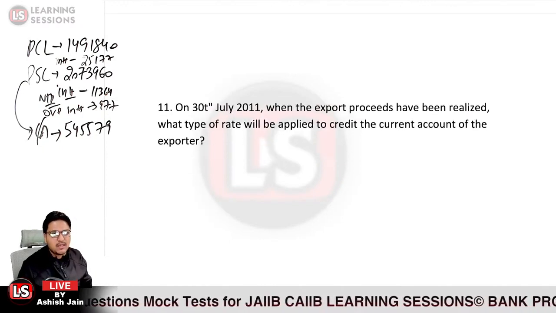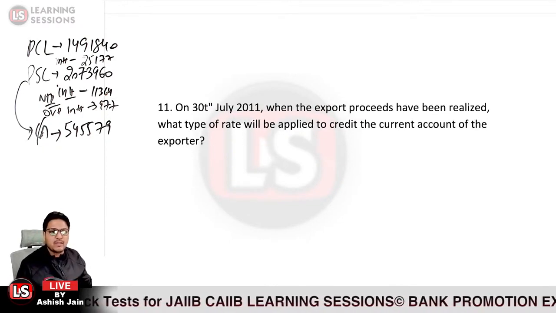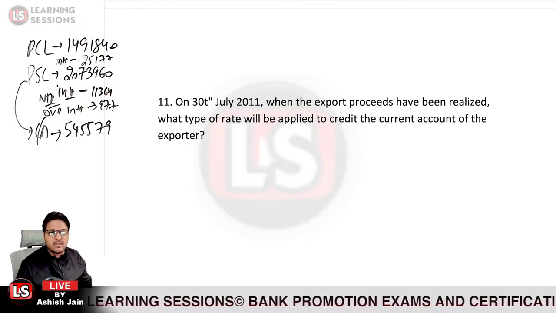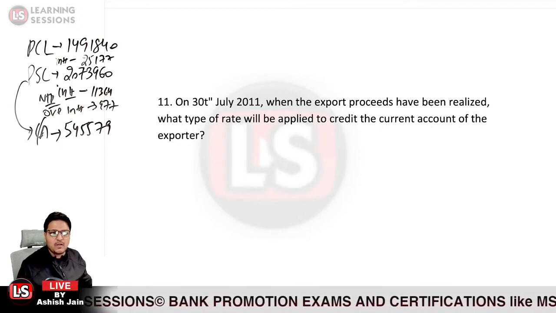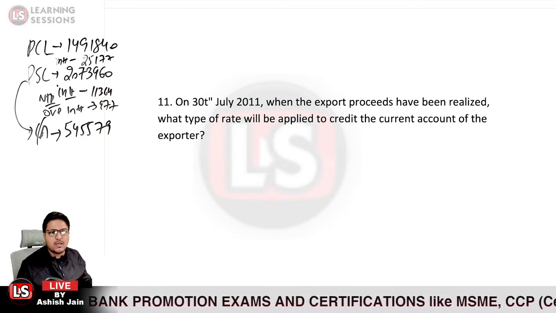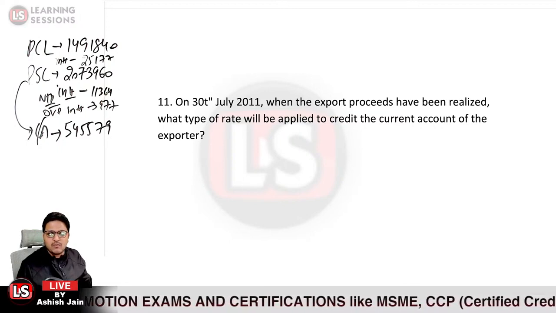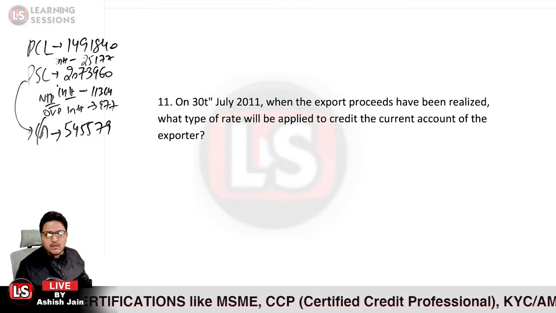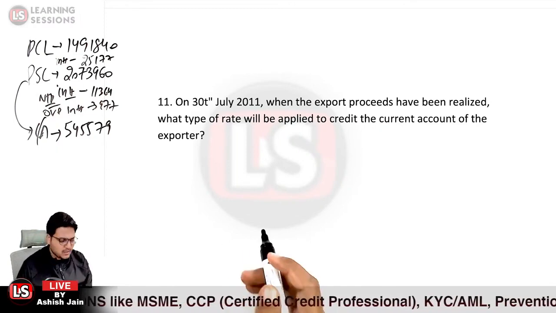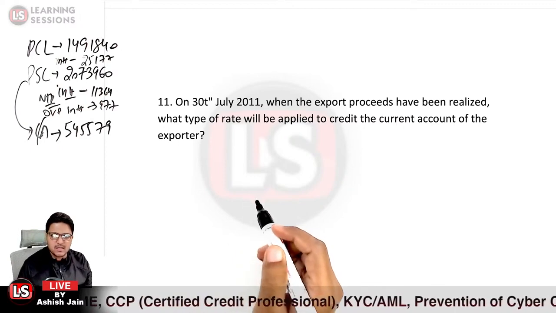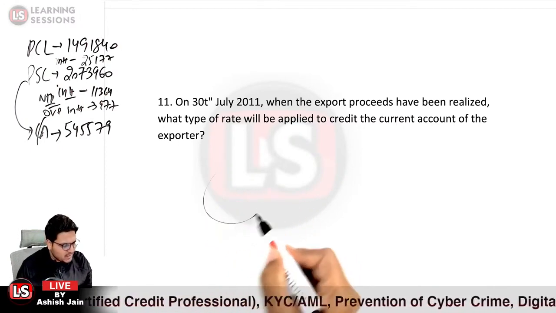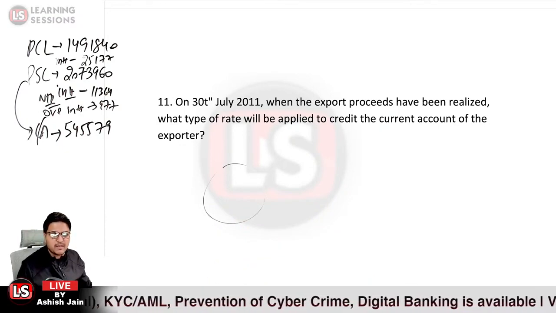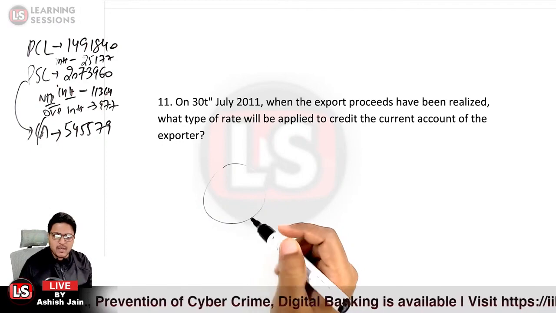It says on 30th of July 2011, when the export proceeds have been realized, what type of rate will be applied to credit the current account of the exporter? In that particular case, when the bills are realized, we need to tell what rate would be applicable, whether it would be the telegraphic transfer rate or the bills buying rate. Let me tell you, that would be the scenario.